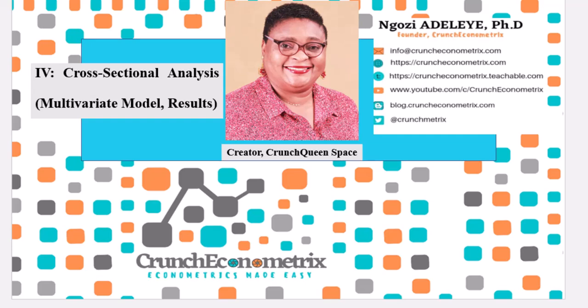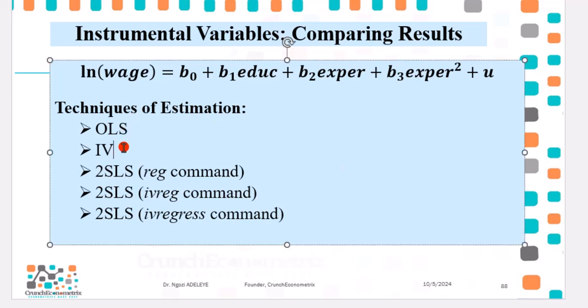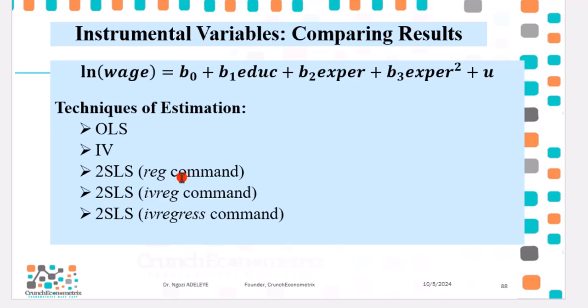Finally, we want to compare the results from all the analysis we've done using the multivariate approach on our IV series. So far, we've done OLS, we've done IV. I've used two-stage least squares using the reg command, I've used two-stage least squares using ivreg and also ivregress. So let us go ahead and compare these results to see whether they differ or they are the same.